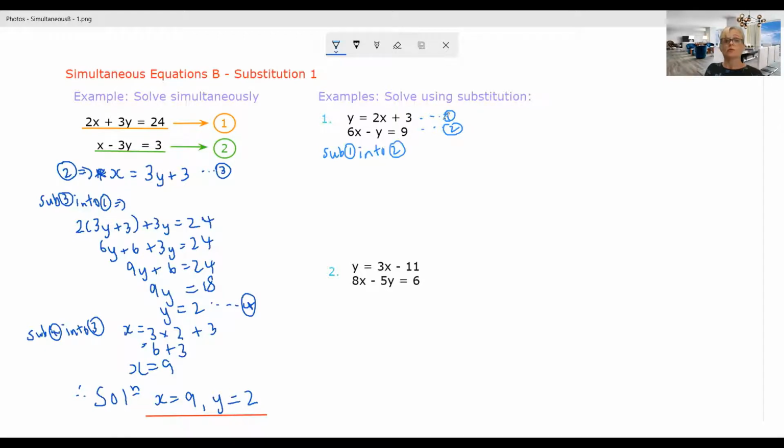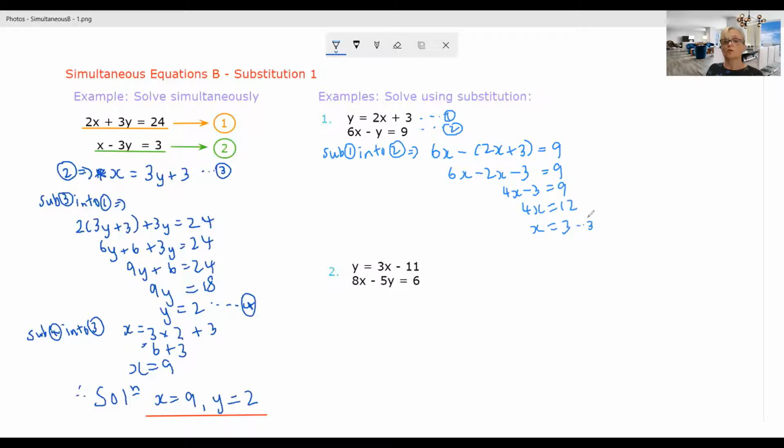And wherever we see a y, we're going to put 2x plus 3. So just be a little bit careful here. So we've got 6x minus y. So we're subtracting all of this, and that equals 9. So 6x minus 2x minus 3 is 9. So 4x minus 3 is 9. 4x equals 12, so x is 3.